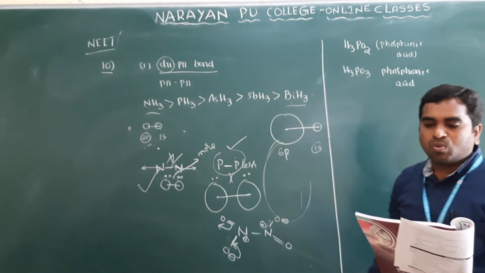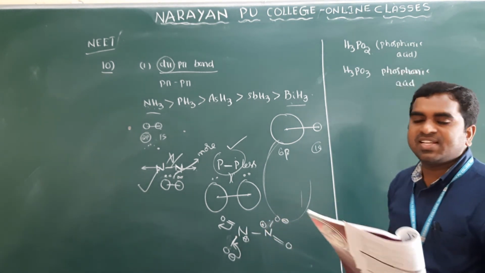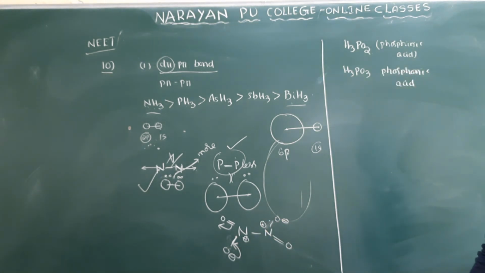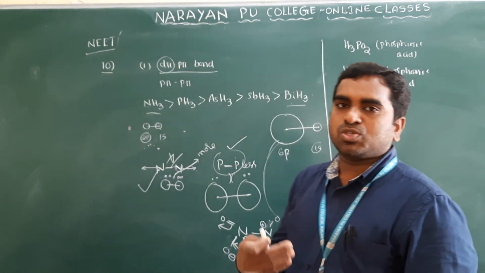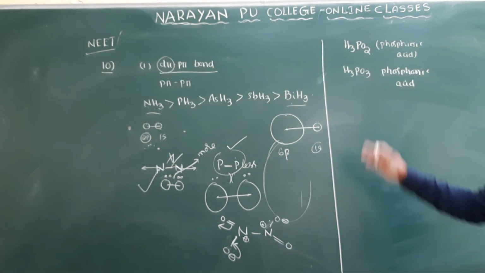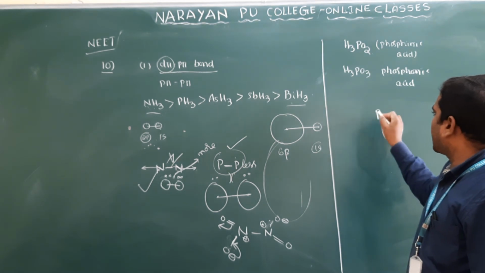Got my point? So what they are asking: hypophosphorus acid is a diprotic. Diprotic means it has to donate, it has to give 2 protons. Clear? See, H3PO3. How to write the structure?